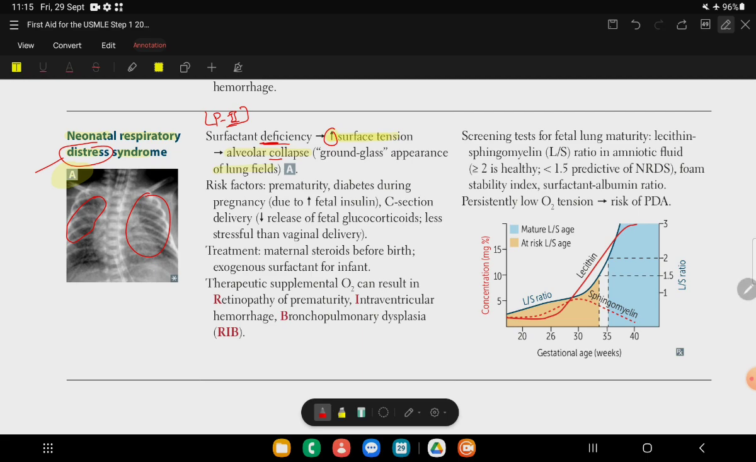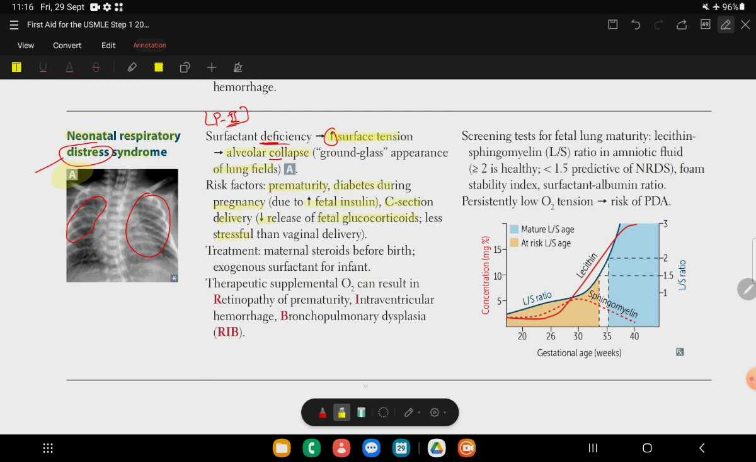Now, for this neonatal respiratory distress syndrome, the first risk factor is prematurity. Then diabetes during pregnancy: when the mother has diabetes, there is an increase in fetal insulin. Or it can be due to c-section delivery, which leads to a decrease in the release of fetal glucocorticoid, since it is less stressful than vaginal delivery.